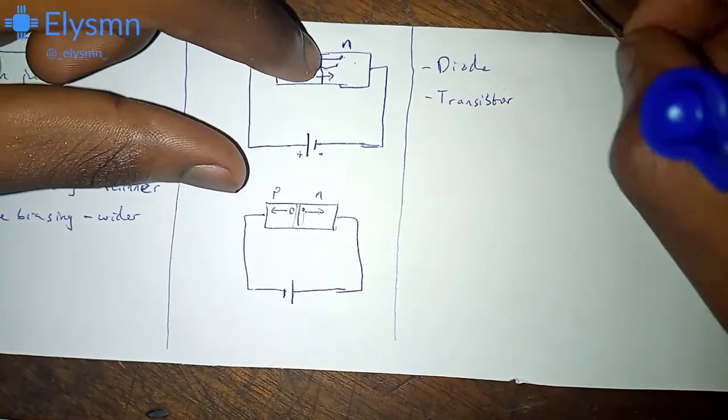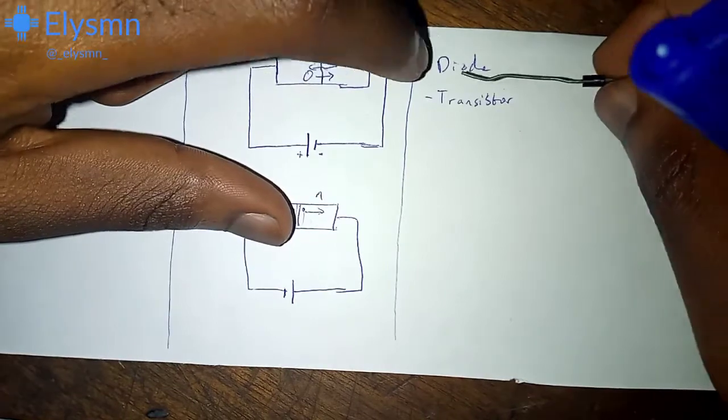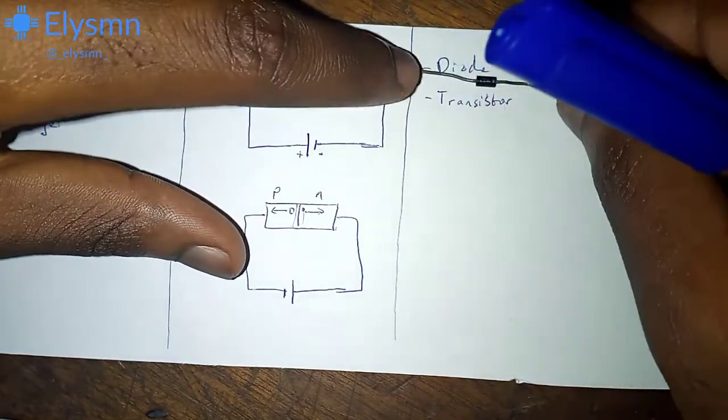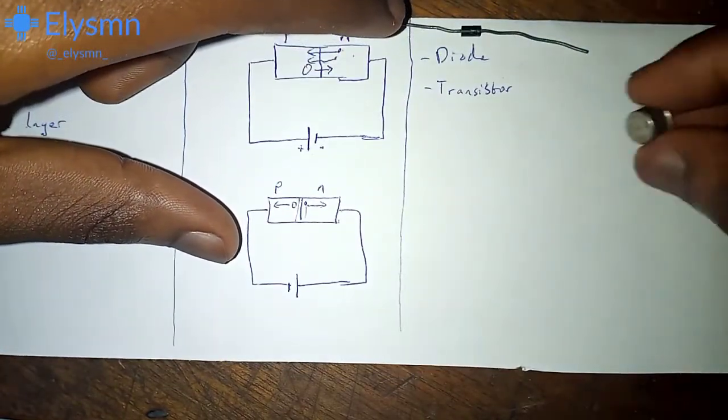The p-n junction is the basics of semiconductor devices, like the diode. Here we have a diode, and the transistor.